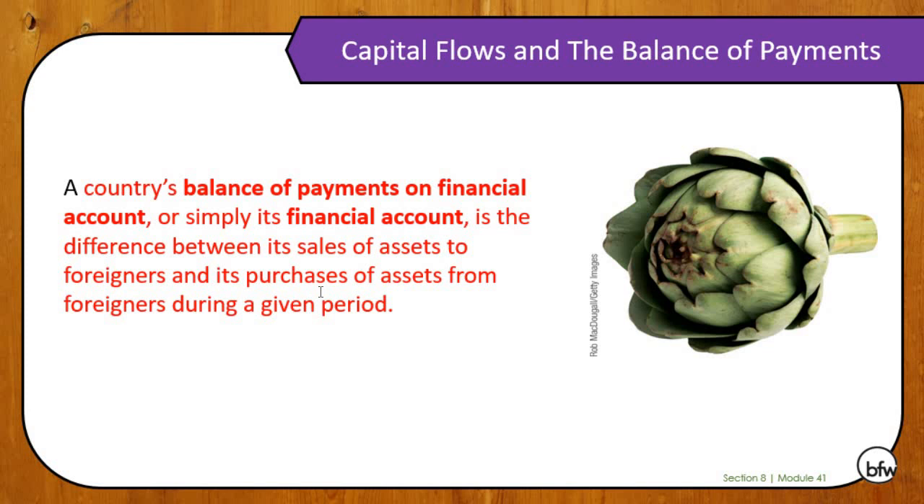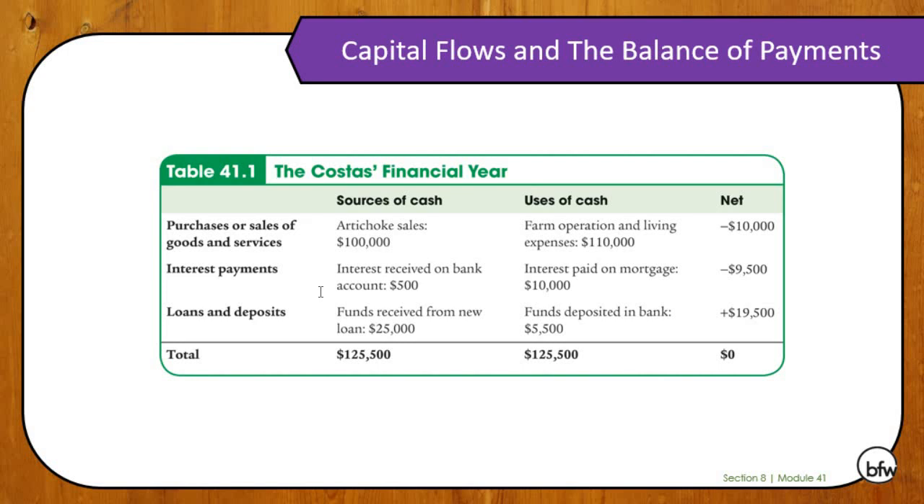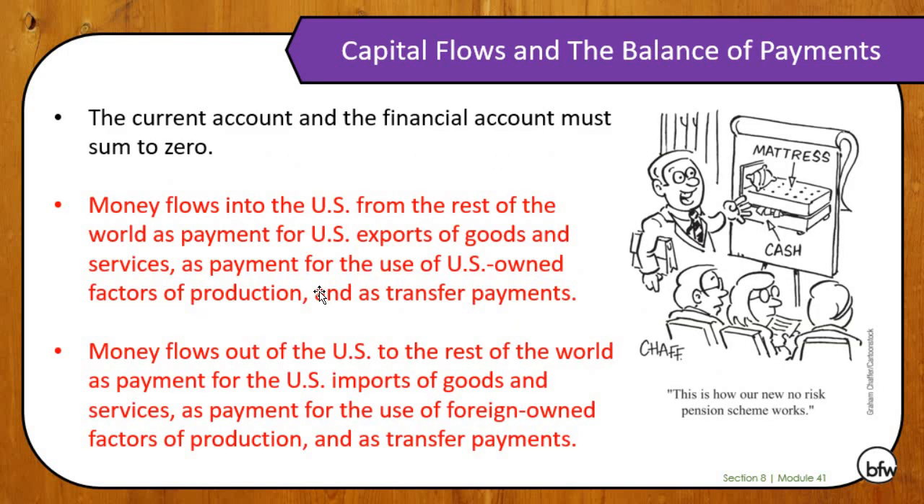There's also something called the financial account, which is the difference between its sales of assets to foreigners and its purchases of assets from foreigners during a given period. So it's like how much money is flowing in and out of the country from other places. It's the money that flows in or out to buy the goods and services that flow in and out. So they should technically equal out, but that doesn't always happen. So we're just going to skip right over it.